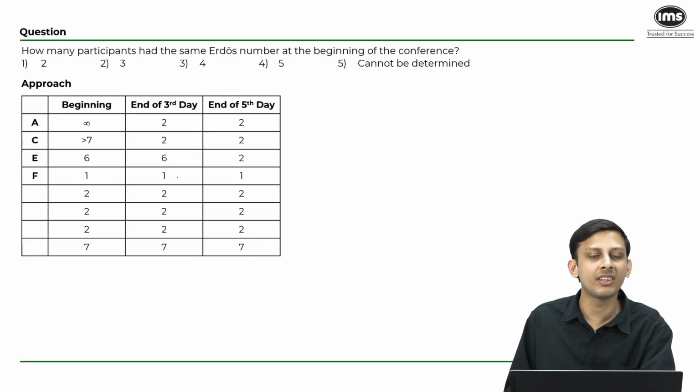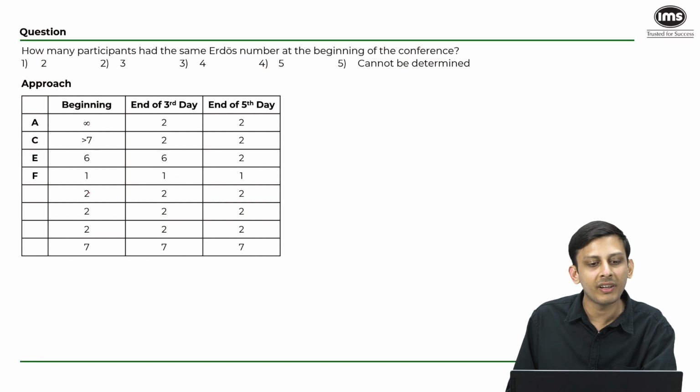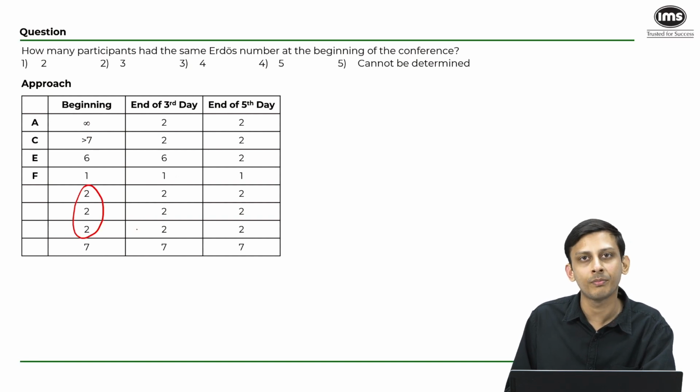If you look at this question now, how many participants had the same Erdos number at the beginning of the conference? If you look at the beginning of the conference, we can see that 3 people had the same Erdos number, which is 2.